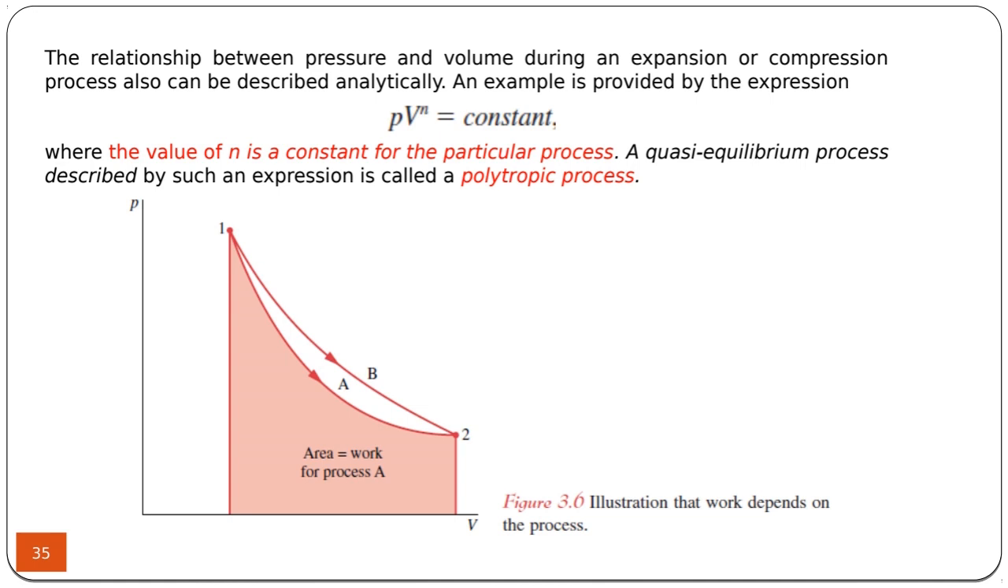And as you can see, the function of P versus V in A is different from that in B. So depending on the functions, we are going to get different work because the areas under the curves are different. Because as you know, the area under a curve gives you, in this case, the work done by the gas. So work is PdV.